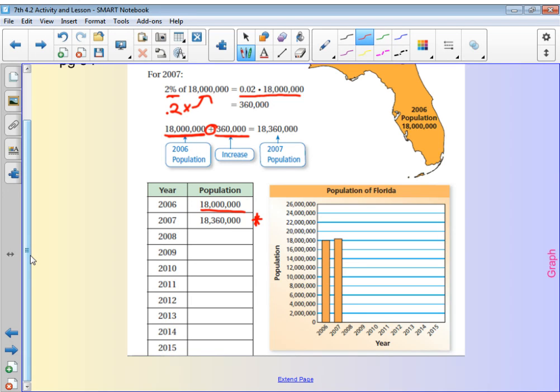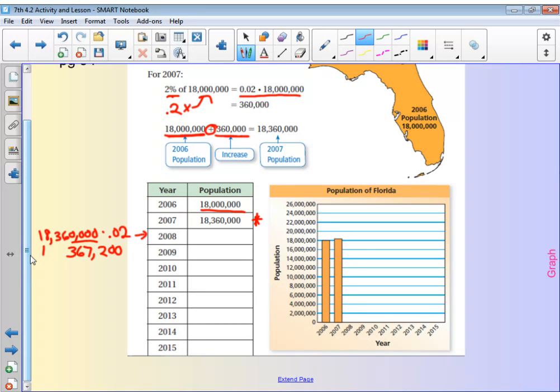Okay. So now for 2008, we're going to continue that process, but this time we're going to use last year's population. So we're going to take our 18,360,000 times our 0.02, so our 2%. When we do that, 18360, and then 3 more zeros on my calculator. Key thing, make sure that you're getting all of those zeros in there when you're working your calculator. And then times 0.02. And when I do that, it gives me 367,200.